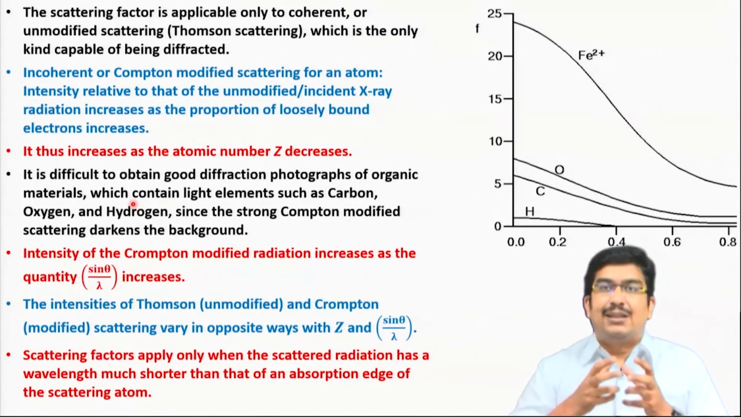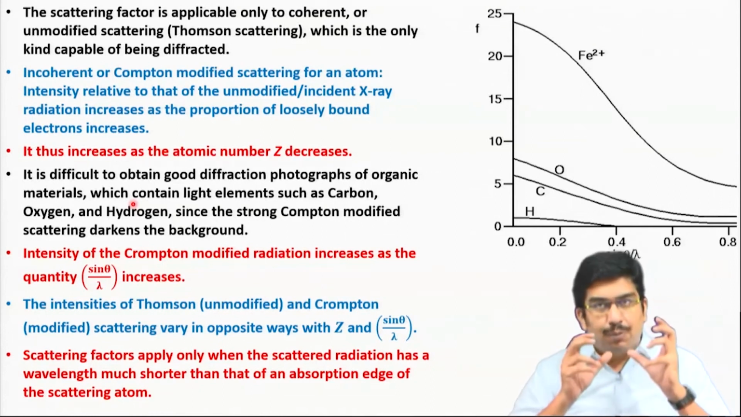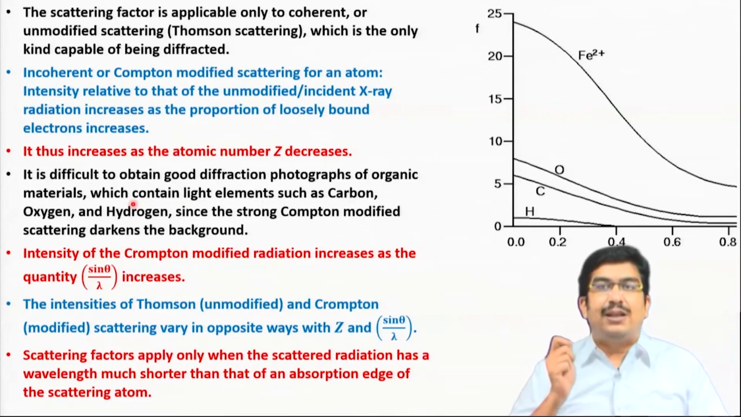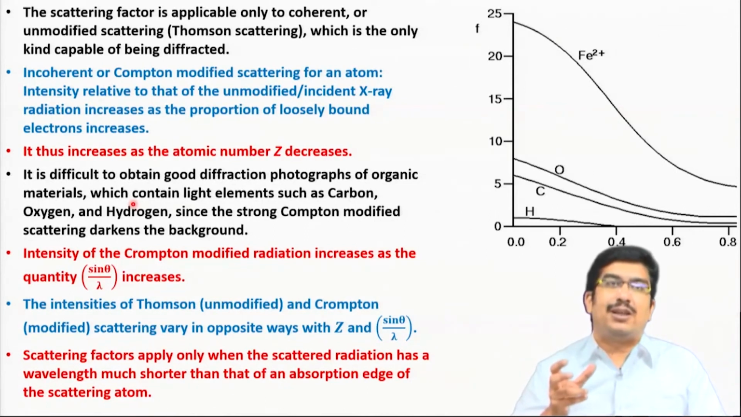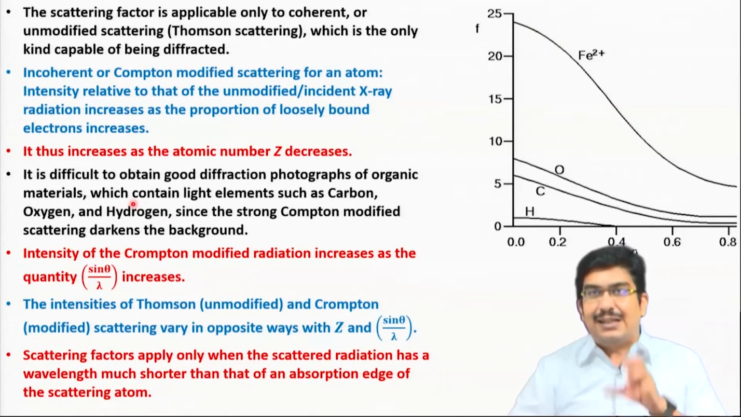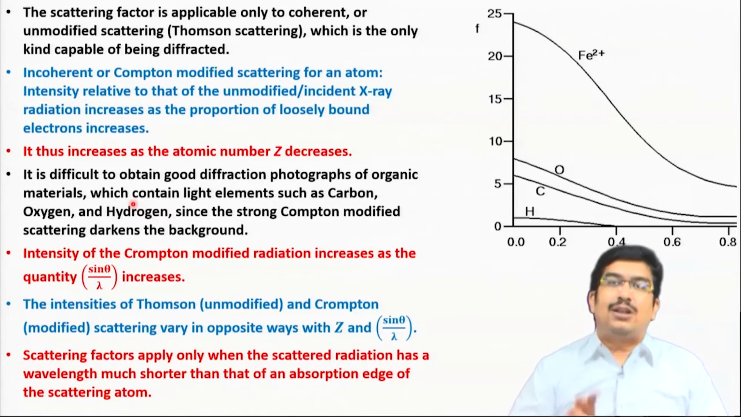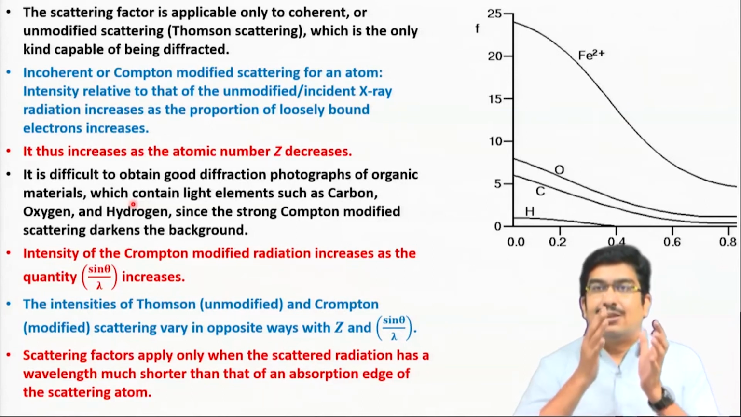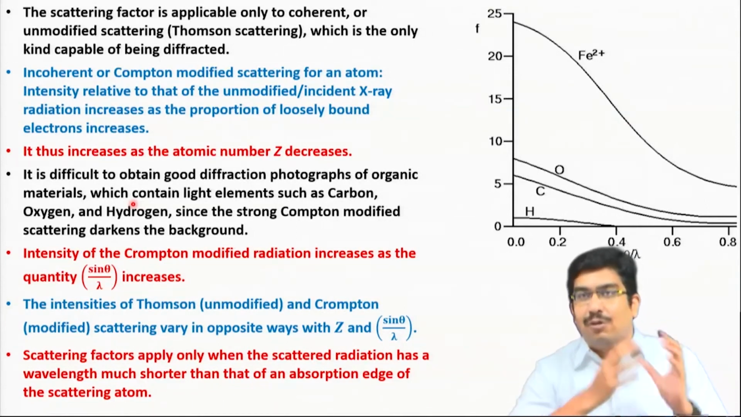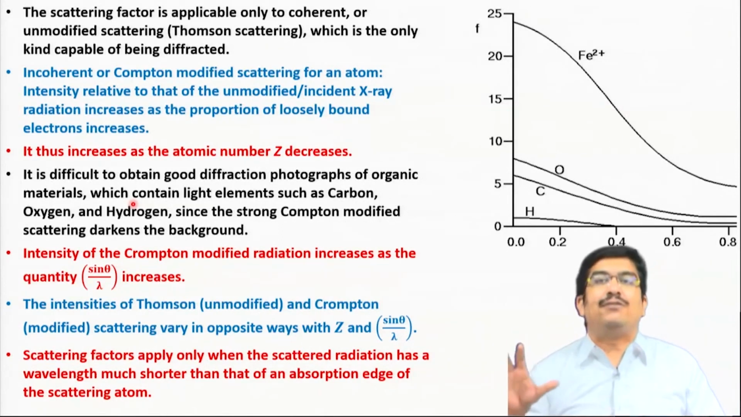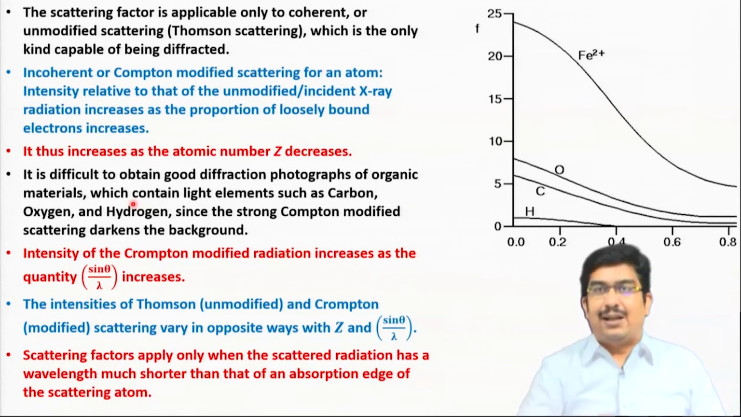So, if the atomic number decreases, the relative proportion of outer shell electrons to inner shell electrons will increase. The relative intensity between the Thomson scattered X-ray beam and the Compton scattered X-ray beam will change. Compared to the Thomson scattered coherent scattering, the incoherent Compton modified X-ray intensity will increase for lighter elements with lower atomic number.